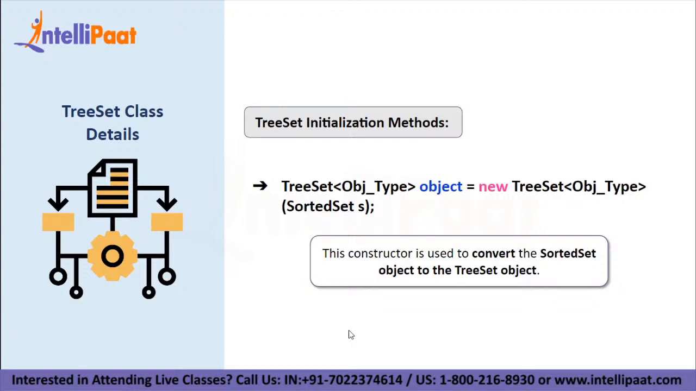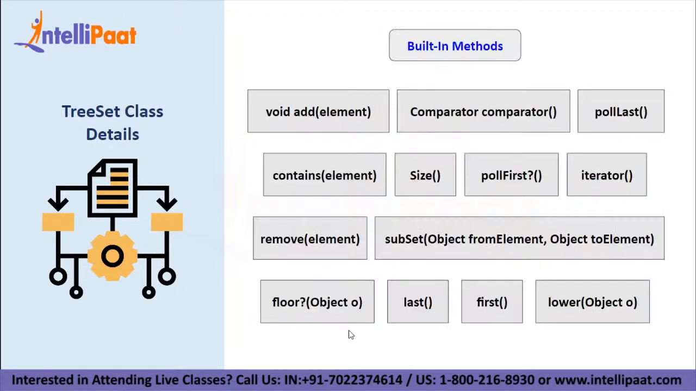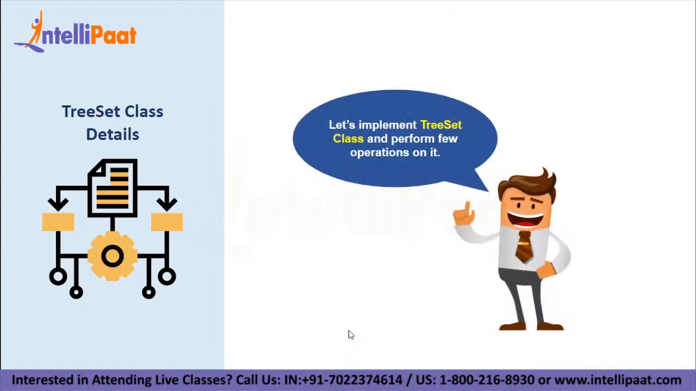The syntax for this constructor is TreeSet<object type> object = new TreeSet<>(), and inside it we pass a SortedSet as a parameter. On that note, let's look at TreeSet methods. We'll implement a few of these TreeSet methods in order to accomplish manipulation operations on a TreeSet instance. Let us visit the code editor to achieve that.